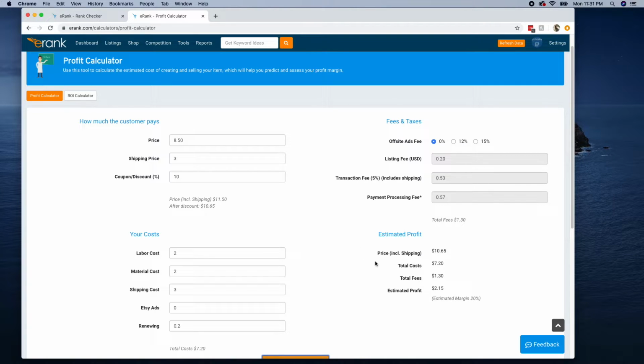So the amount you are getting after your price and shipping price from the customer is $10.65. And then since you have labor and material cost, you are spending $7.20. Then with fees, $1.30. So your profit is only $2.15, which is a margin of 20%.